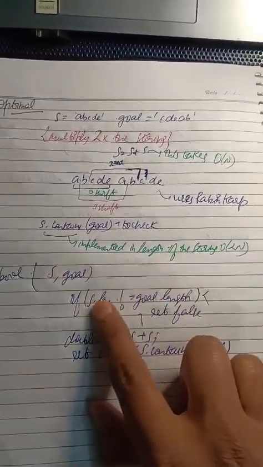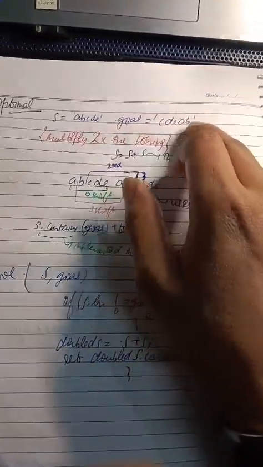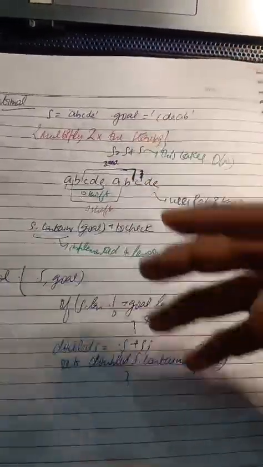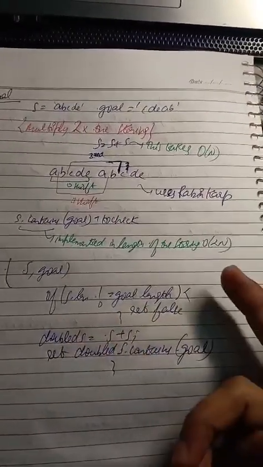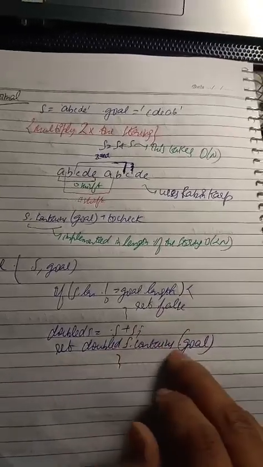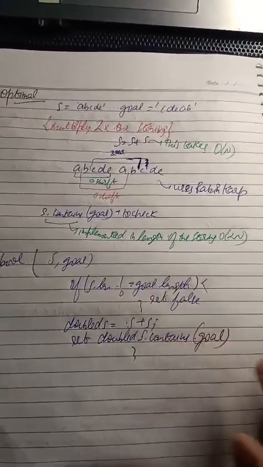There's a case where, let's say, we don't have E here, so it's just ABCD and CDEAB. So there's no point in comparing it. We'll directly return false if the lengths are not equal, and then we'll create a double array. We'll return whether it contains the goal or not. It will return true or false. That's a simple bool function.